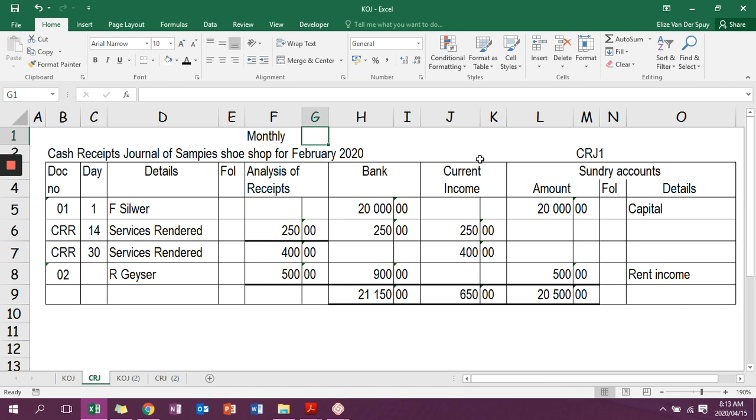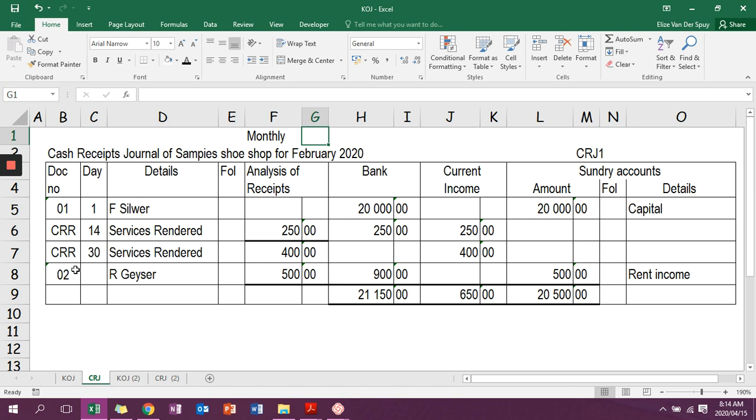Alright, so if we take a look at our format, we're first going to have document number. When we work with the CRJ, we can either have a receipt. So there you can see receipt number 1, 2, 3, the next one it will follow. Or they can tell you that you issued receipt number 16, then you will continue with 17, 18, etc.